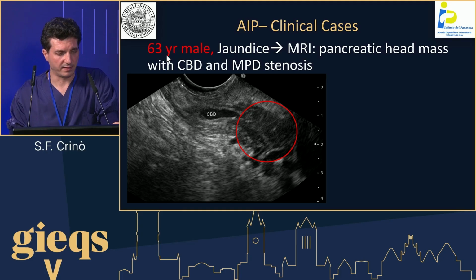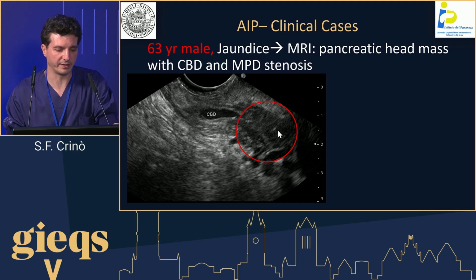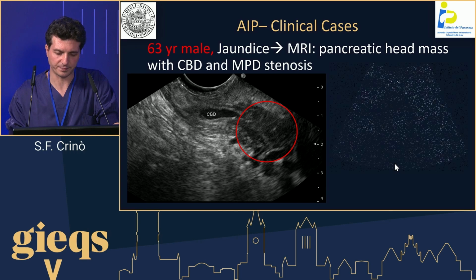And this is another nice case, I think. 63 years old male. The onset is jaundice, and MRI shows a double duct sign. So stenosis of the bile duct, but also the main pancreatic duct. This is the mass, and this is the CBD with stenosis here.